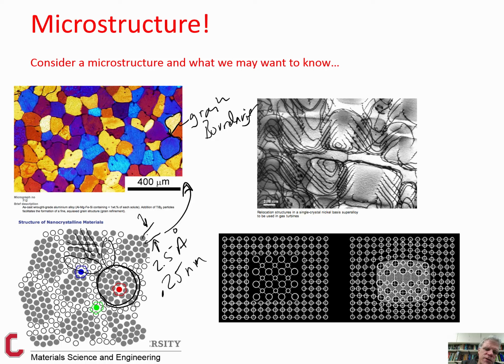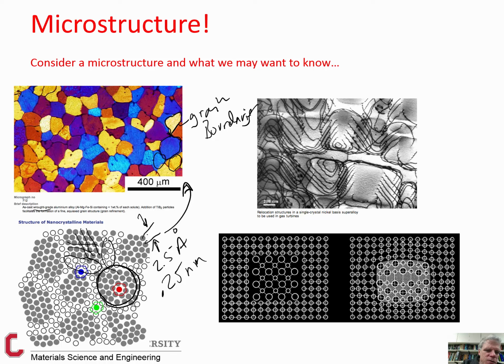Pretend that says grain boundaries. And these other regions here are what we call grains, and they're crystals: grains and boundaries between the grains. That's a fairly simple example. And this is an as-cast wrought aluminum alloy.